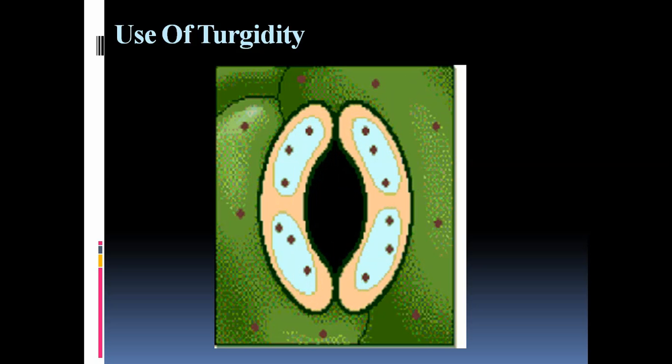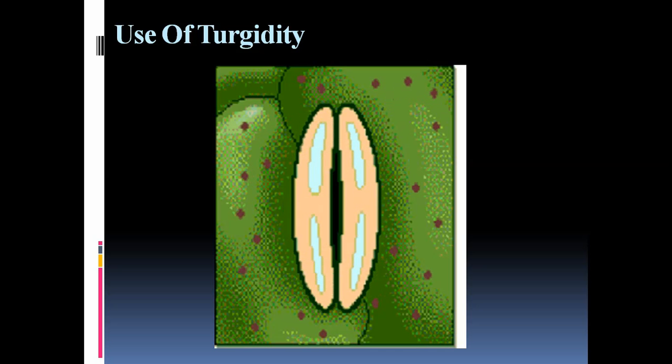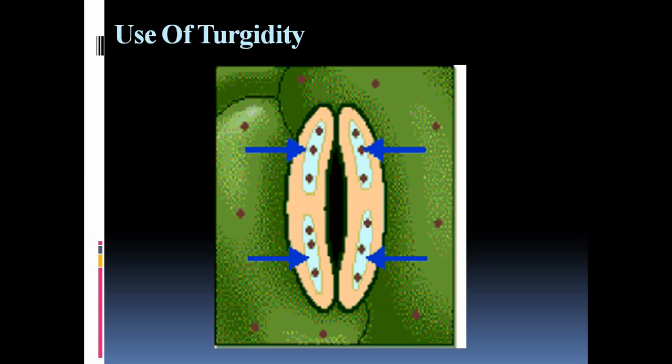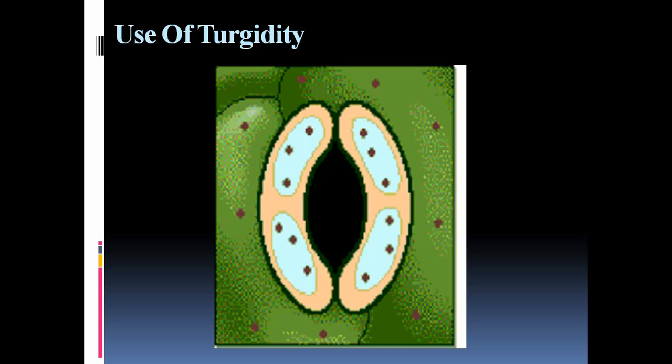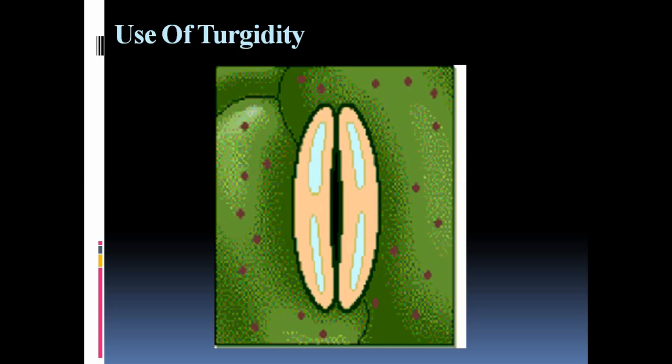Now during the night time, or when there is no sunlight, what happens? Photosynthesis stops, the concentration of glucose, the carbohydrate, comes down, and the guard cells become flaccid. As the guard cells become flaccid, they lose their turgidity and move back to their original closing position, and thus the stomata get closed. This is how turgidity plays a role in the opening and closing of stomata.